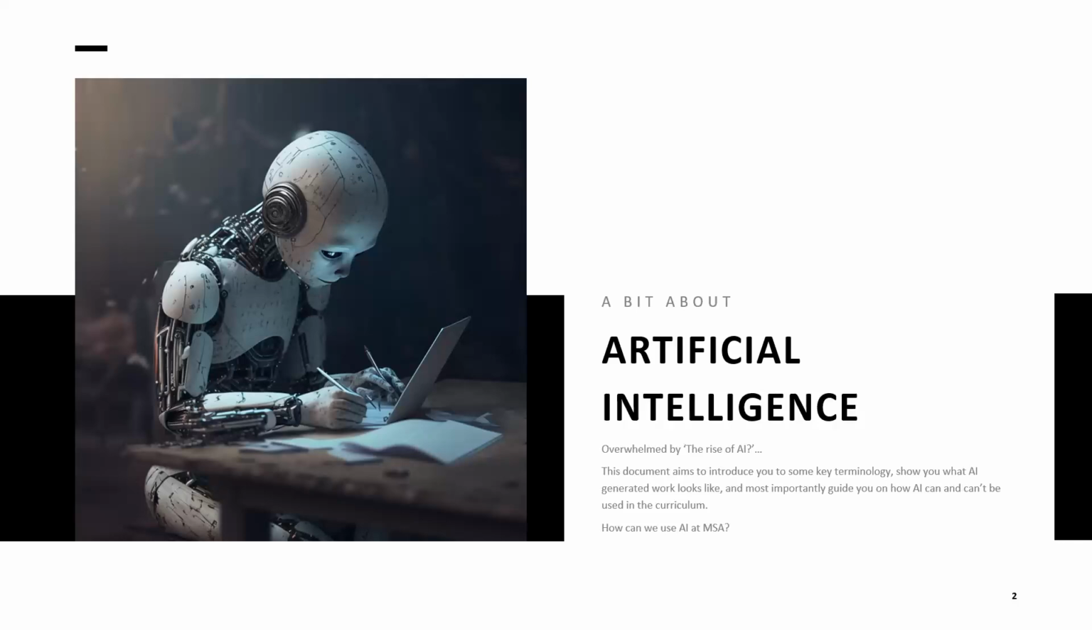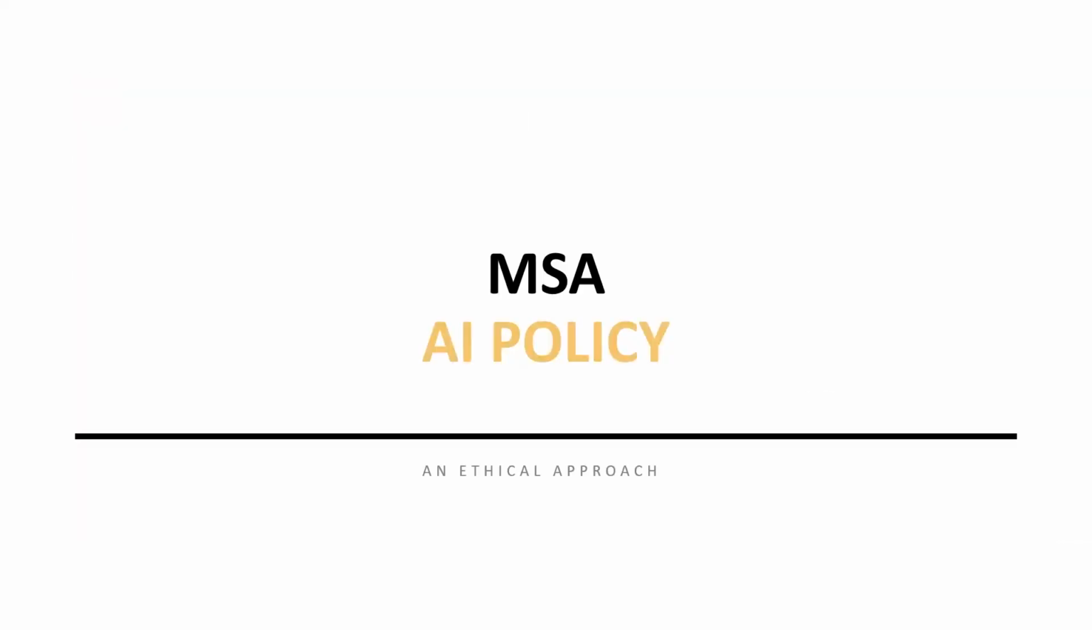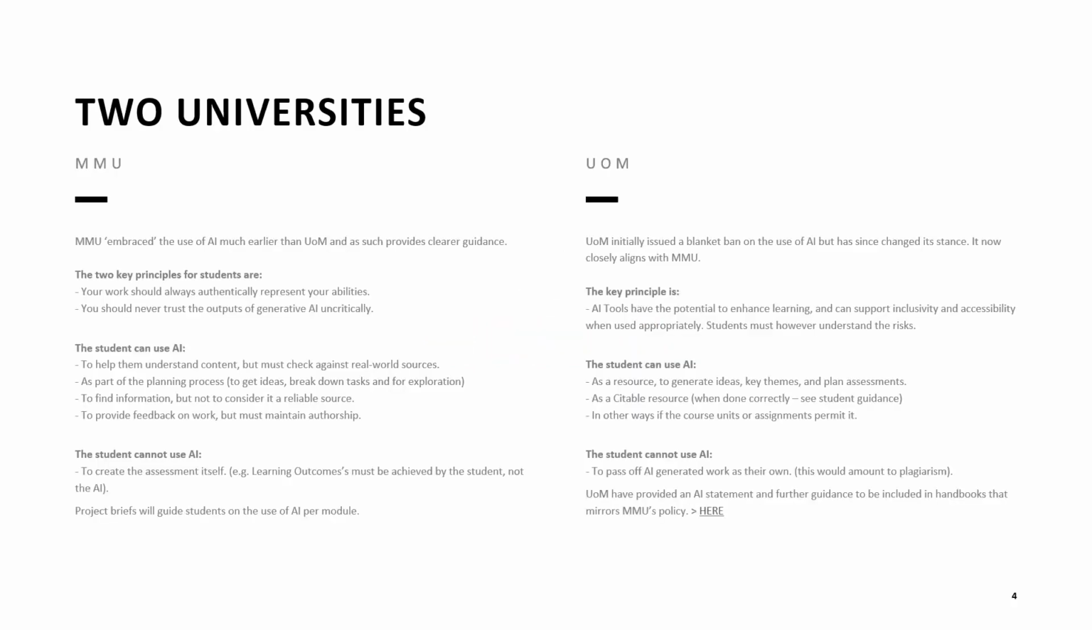We're going to be using a few tools today. I am going to take you through a little bit about the AI policy at MSA first, just because it is really important that we all know what we can and can't do. So, MSA's AI policy. We are taking an ethical approach. As you know, MSA is split across the two universities. Promise you it does get more visual than this.